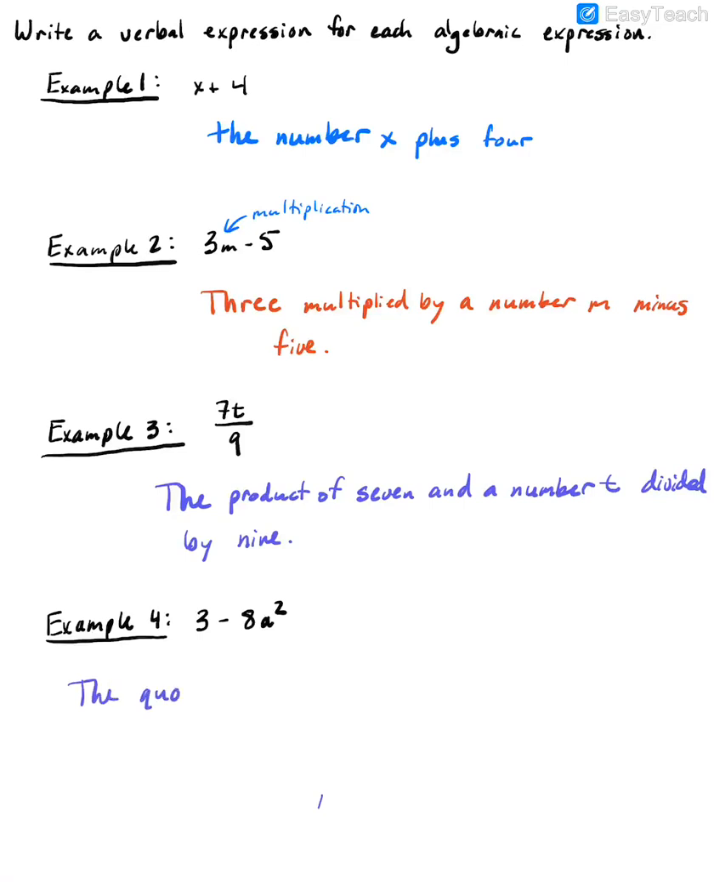Here, let's say the quantity of 8 times a number a squared subtracted from three. Okay.